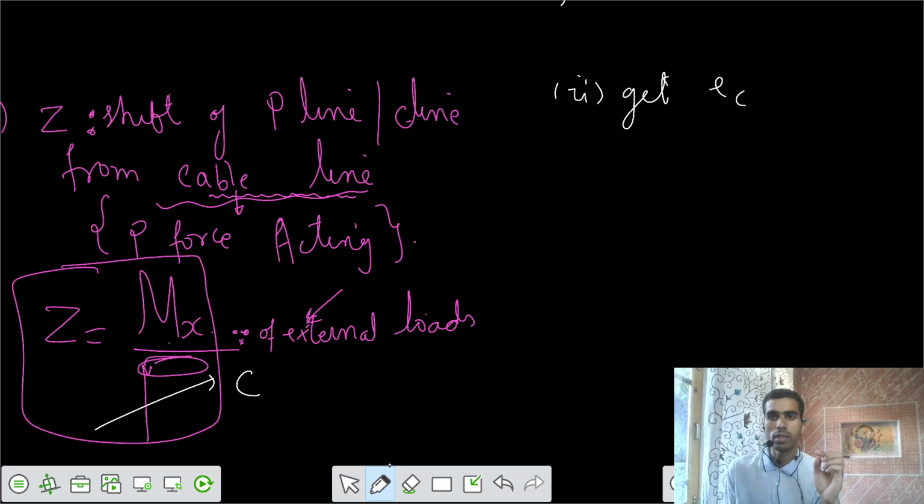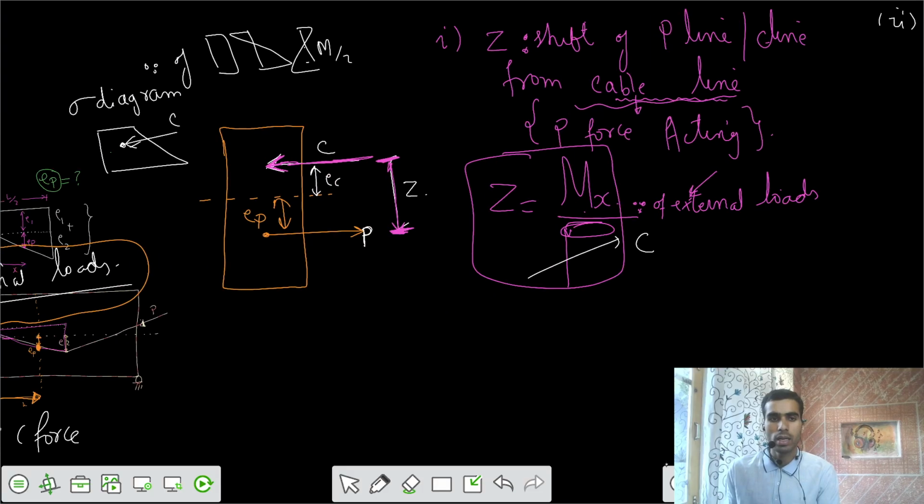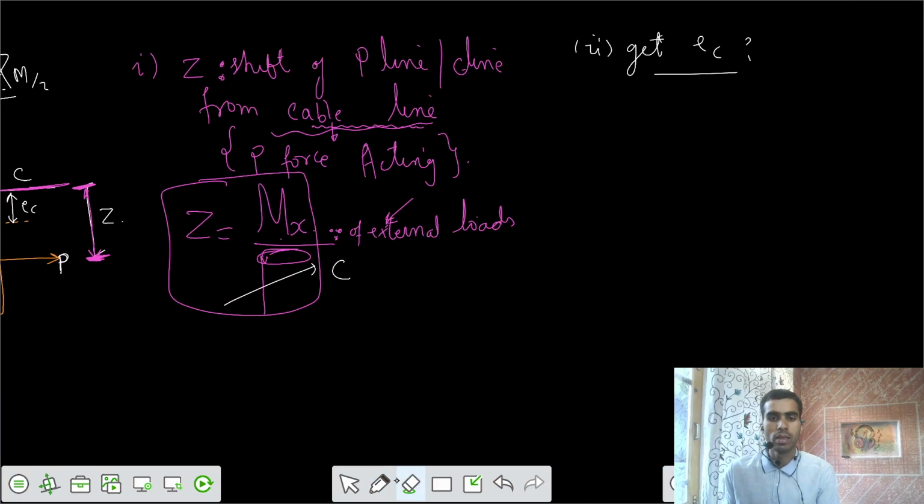Get the value of EC. From this perspective, if you take this section, your EC can be solved as Z minus EP. Let's take a general formula for that, which depends on the values of Z, so accordingly we can get the EC value. So we have Z minus EP.